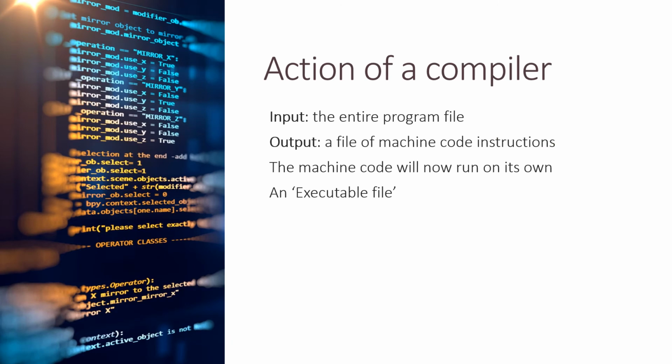So to recap, the input to a compiler is an entire program file, and an output is a new file of machine code instructions called an executable file or an exe file that you can just run on your computer.